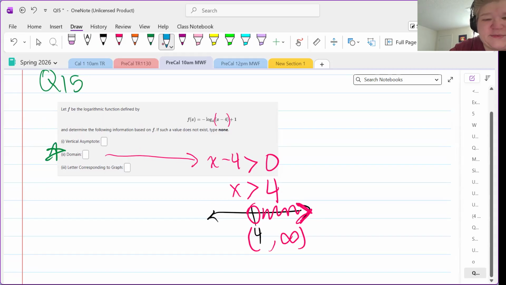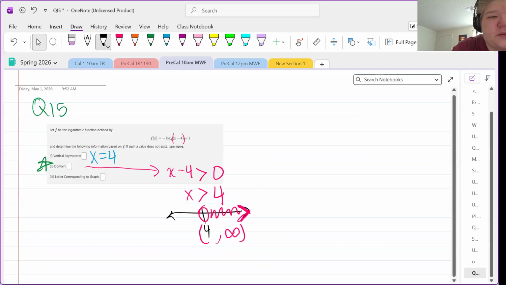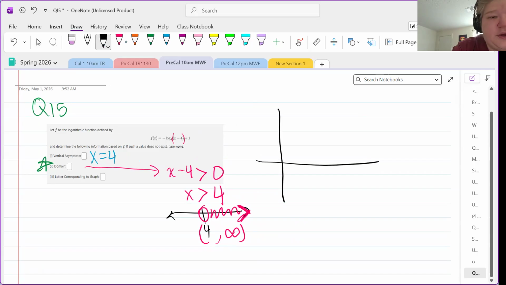Now the vertical asymptote is whatever the boundary number is on the domain. So that's the vertical line at x equals 4. And our domain solving here is telling us which side of the asymptote we're graphing on. We're graphing on the right side. So if we were going to sketch the graph, the normal logarithm goes through the point 1, 0, and it shoots up like that.